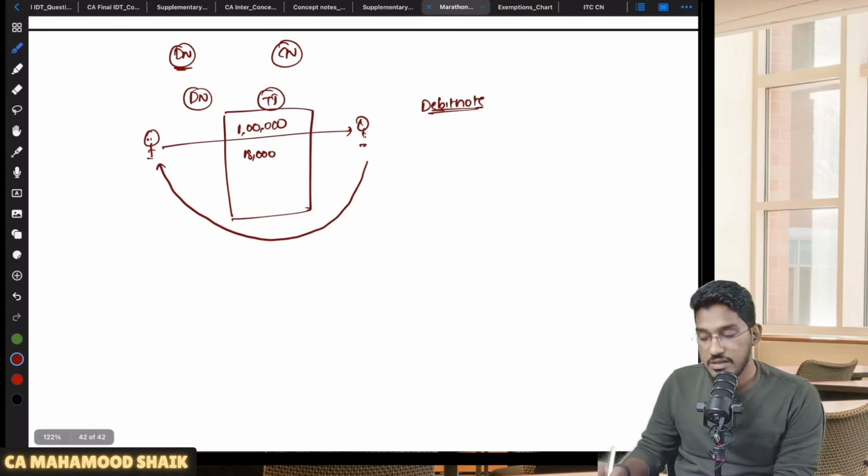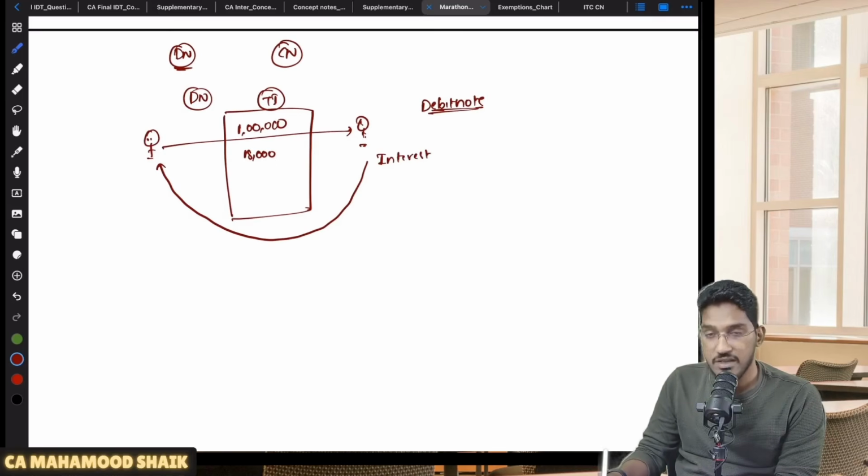Sir, what could be the reasons? One reason I have already told you. Let us say this person did not make the payment within time and you want to collect the interest from him. So that interest also should be collected along with GST. So for that interest component, you will give a debit note.